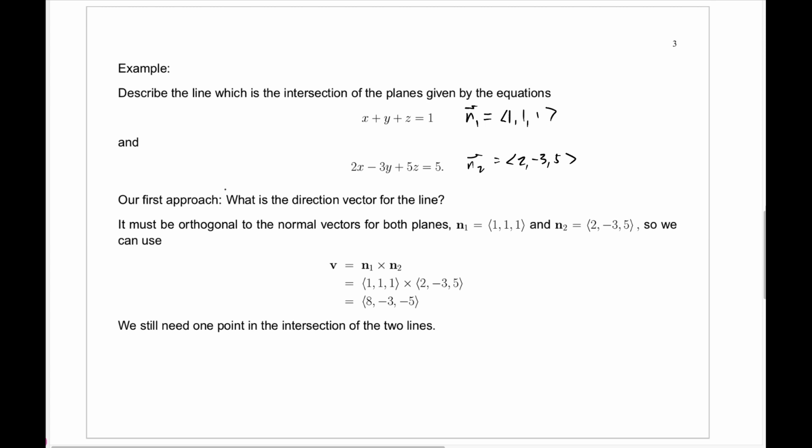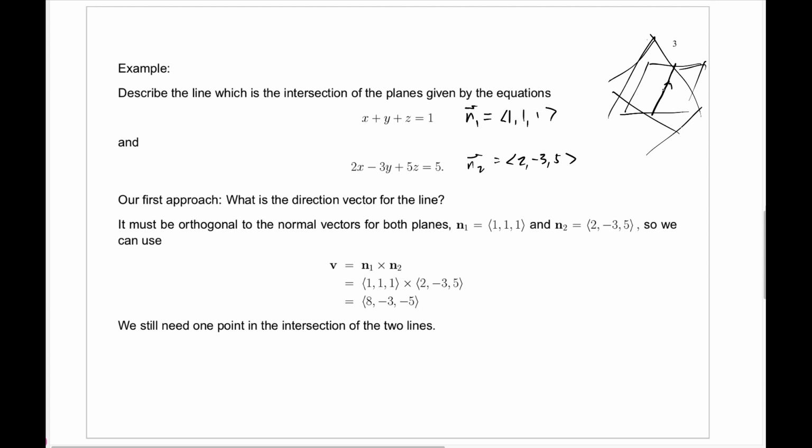Here's our first approach. We ask the question, what is the direction vector for the line? Well, I'll try to draw a picture, though the picture will be pretty bad here. If we have one plane here, and we have another plane here which intersects, their intersection will be this line. This line will be in both planes. So being in each plane, it will be orthogonal to the normal vector for each plane.